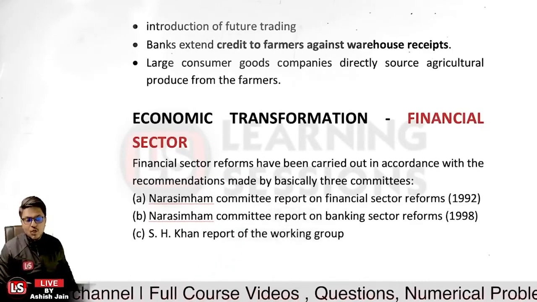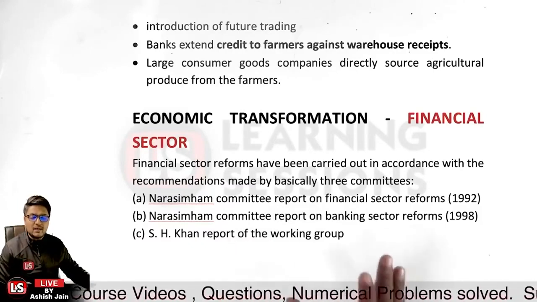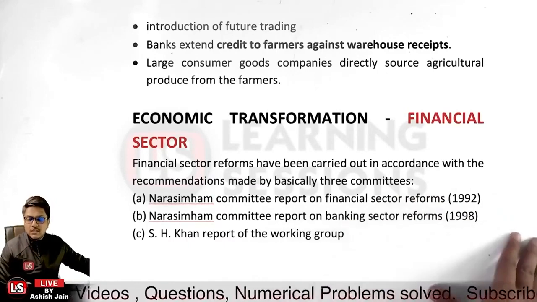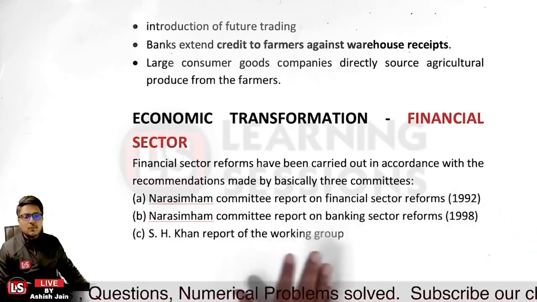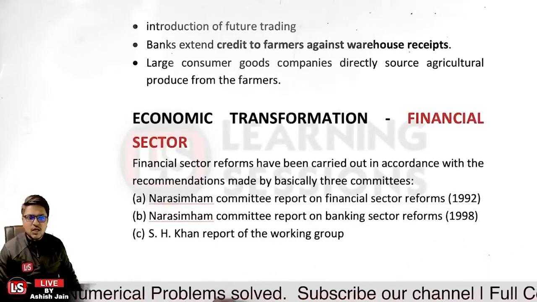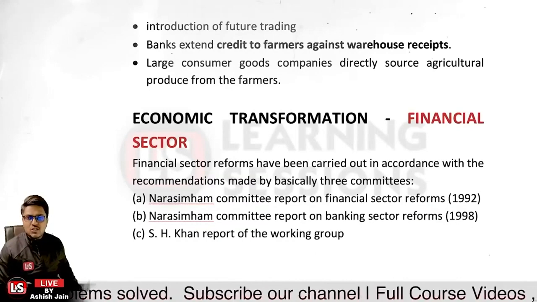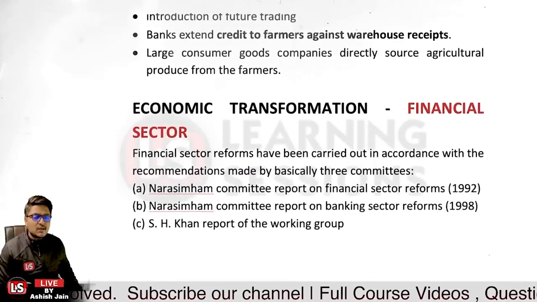Is that clear? Okay, so 3 committees were there. One, the Narasimhan Committee report on financial sector reforms 1992, the other, the Narasimhan Committee report on banking sector reforms in 1998, and the third one, the S.H. Khan report of the working group. Okay, so that is related to the recommendations which were given for the financial sector reforms.